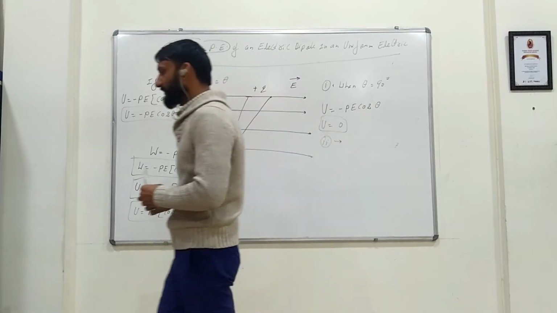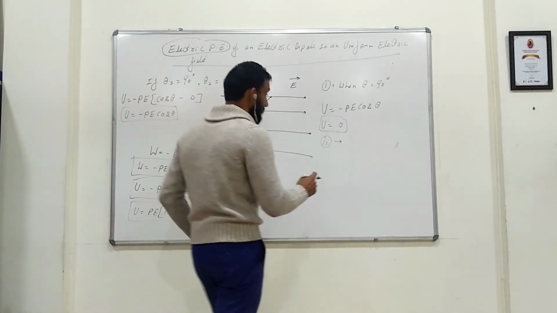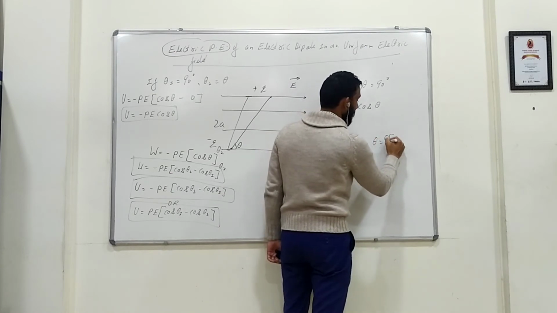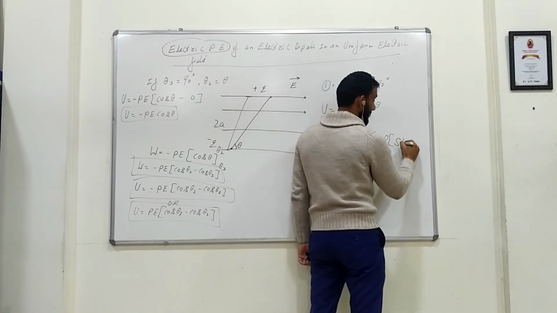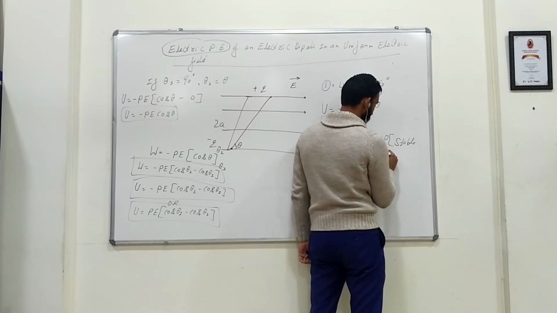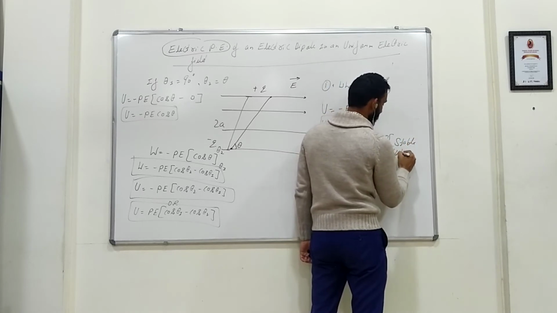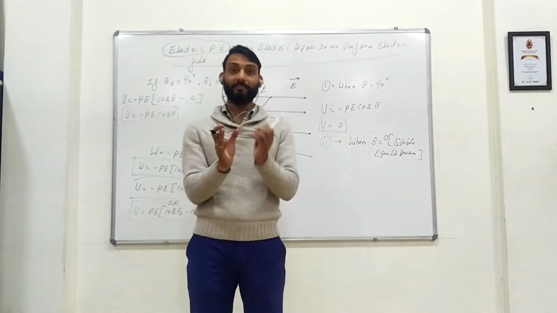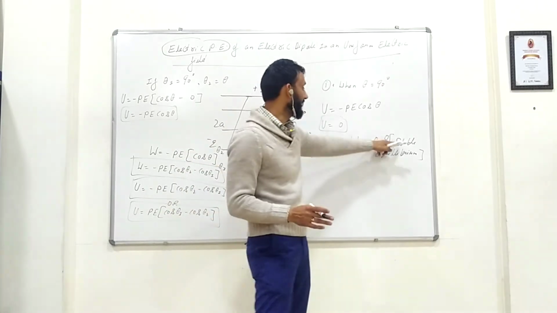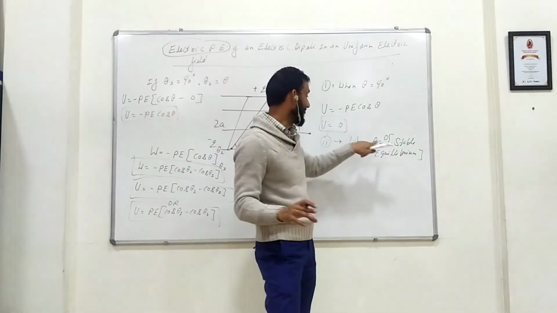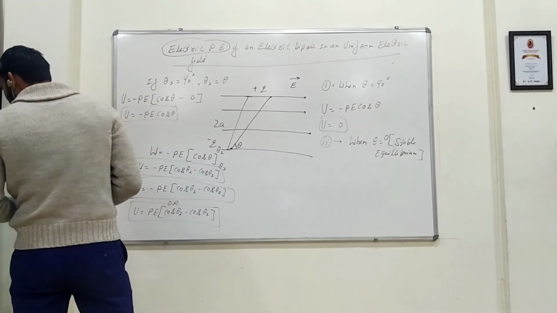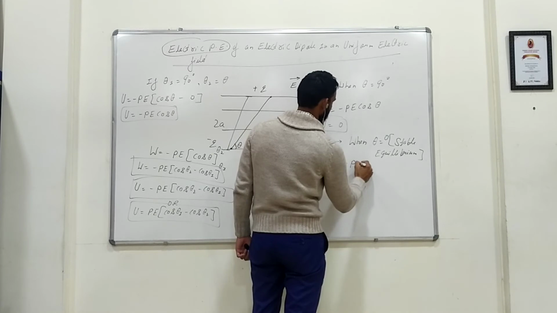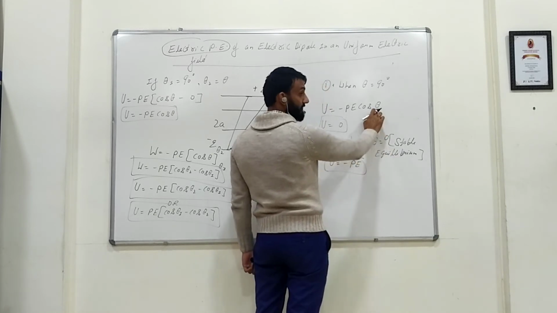Now in the second case, assume that theta is equal to 0 degrees. Guys, remember this, it's very important. When theta is equal to 0 degrees, this is a situation which we call stable equilibrium. So whenever I say that the dipole is kept in a position of stable equilibrium, it is understood that the value of theta is 0 degrees. So if I use this, U will be equal to minus pE, because cos 0 is 1.